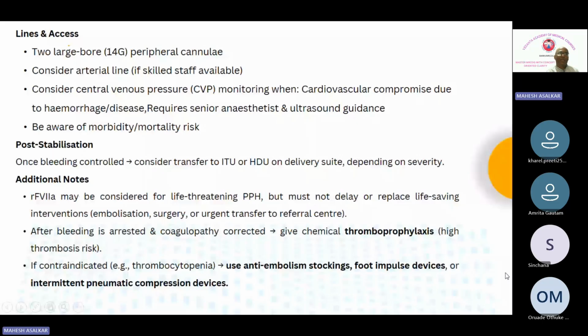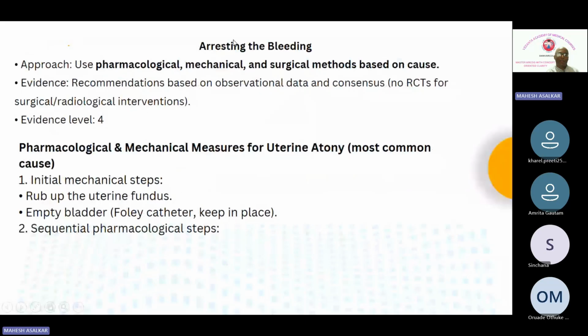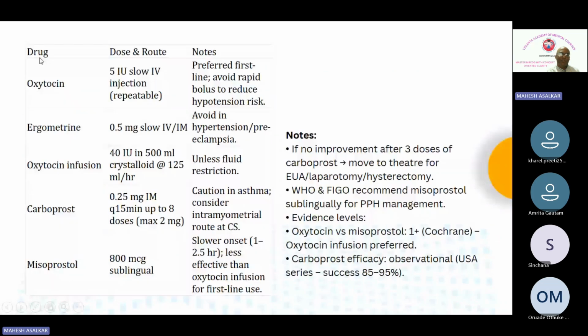Yes, now coming to the ways of arresting: pharmacological, mechanical, and surgical methods. Initially what you can do, rub the uterine fundus. This is in management of PPH, not in the prophylaxis. Rub the fundus, empty the bladder, and go for sequential pharmacological steps. So this protocol is going to be important.